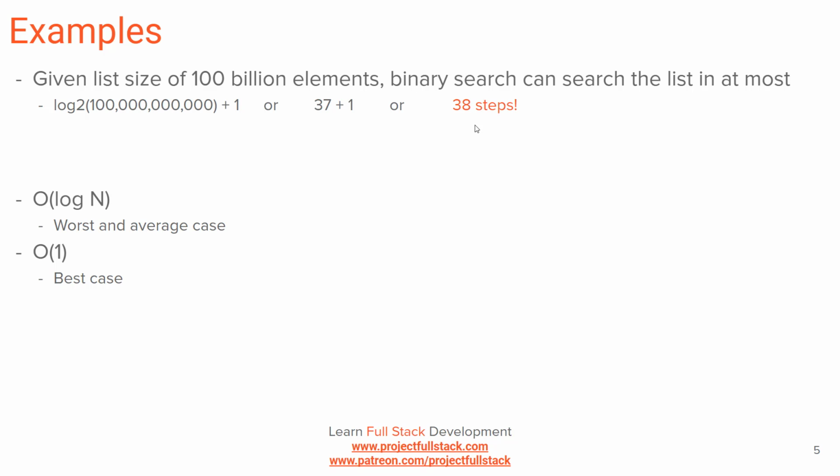100 billion, because I'd have to do an exhaustive search. I'd have to traverse a whole list. So linear search on 100 billion elements, worst case is 100 billion. Binary search, worst case is 38. That is massively different. That's great.